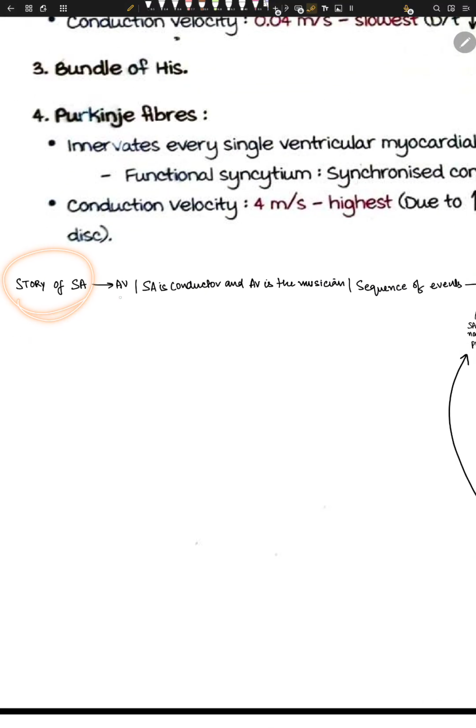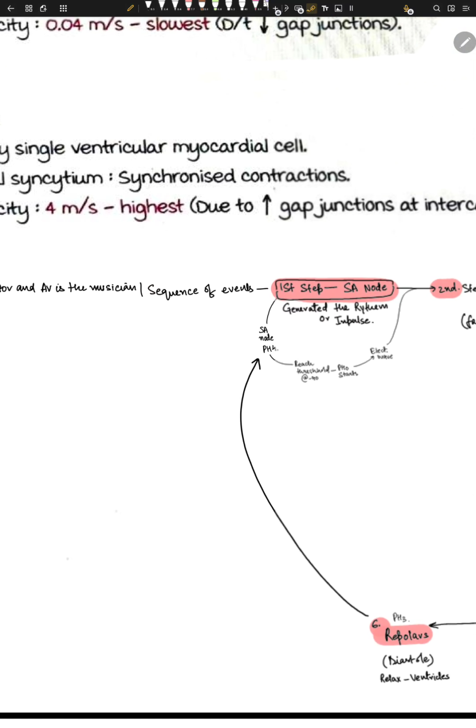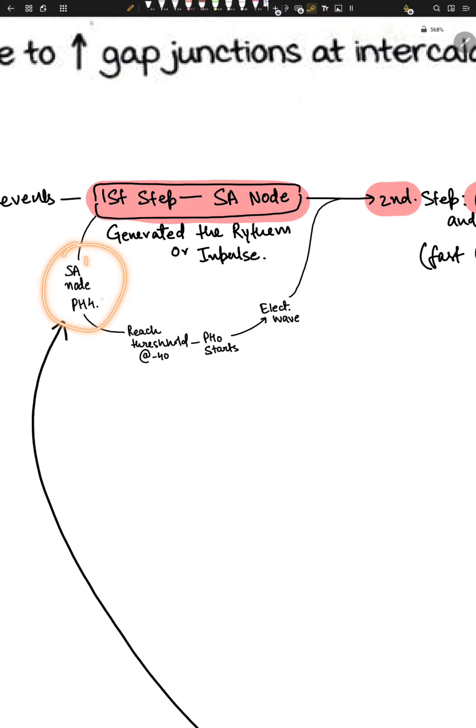Let's talk about the summary. The summary is of the AV node and SA node. So SA node is the conductor, AV node is the musician. I hope we can understand that. It's operating like an orchestra. Sequence of events is that the first step is the SA node gets activated. When the SA node gets activated, phase 4 starts.